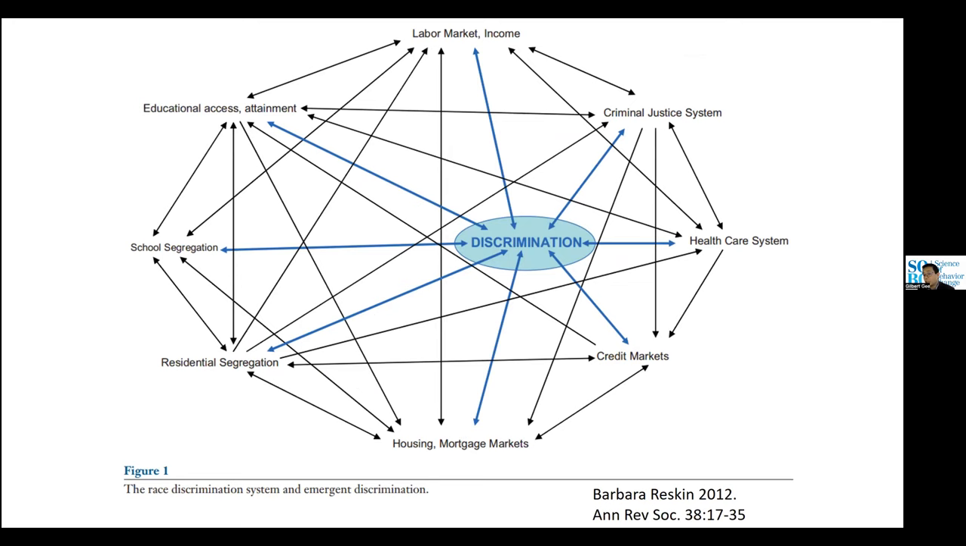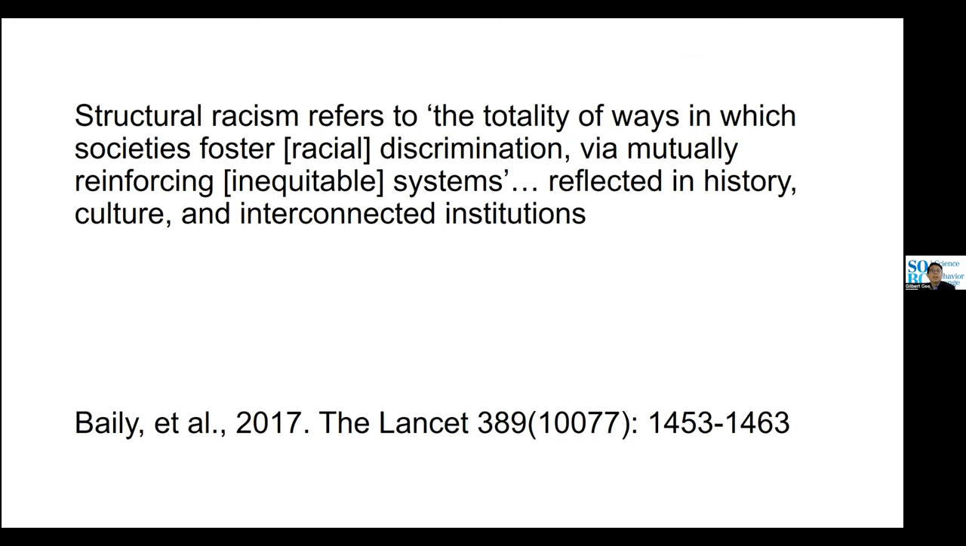scholars like Barbara Reskin have argued that we can't just think about, you know, discrimination perpetuated by individuals. We can't just think about discrimination perpetuated by institutions in isolation. We have to use a more systems science approach to understand how these systems all work together. So, one of the ways that we want to start thinking, I believe, as a field is to move beyond individuals, to move beyond institutions, to really start to think about structure.